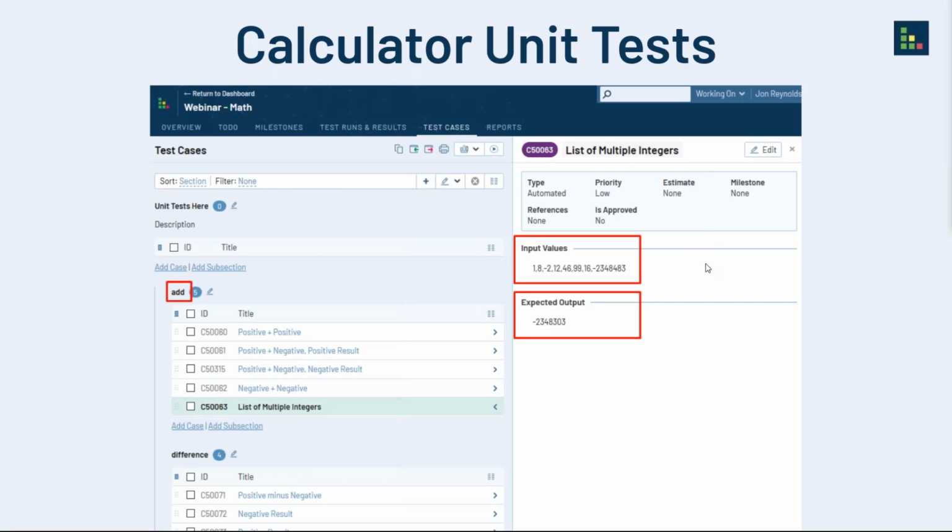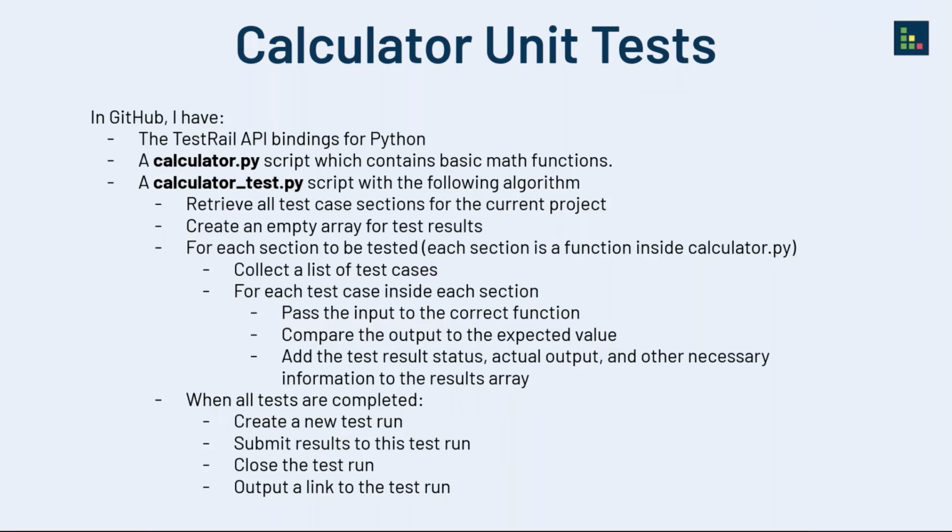For my test script in this example, I have a couple of files in GitHub along with the TestRail API bindings. This allows the Jenkins or Travis CI builds to include the binding so I can submit and receive results from TestRail. So I have my API bindings, a calculator.py script, which is the file containing basic math functions I'm going to be testing against. I have a calculator_test Python script with an algorithm which will iterate through all of these functions and perform tests.